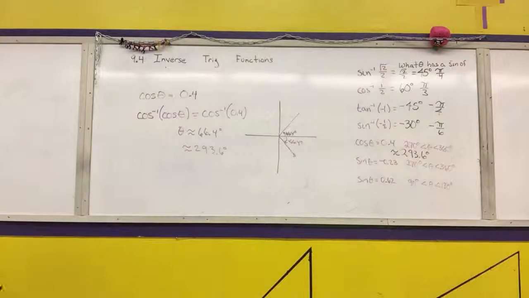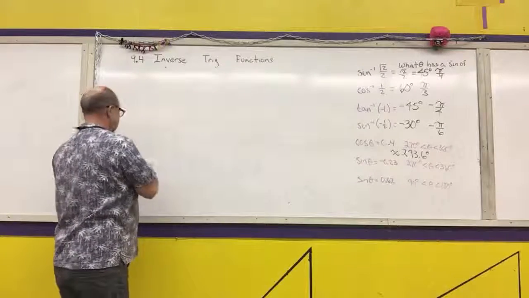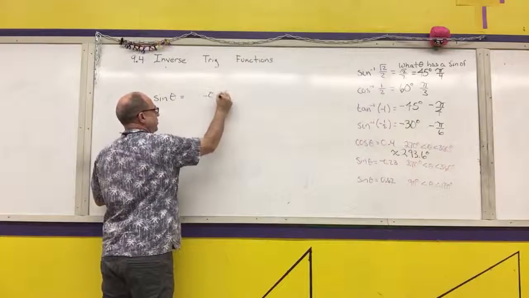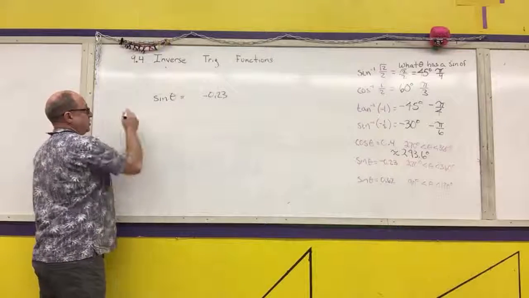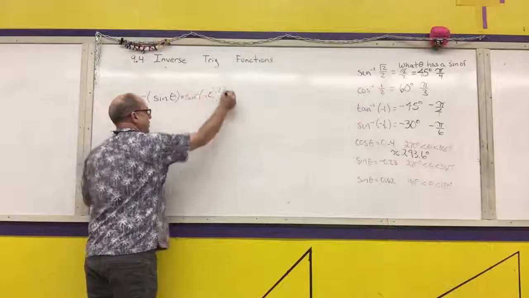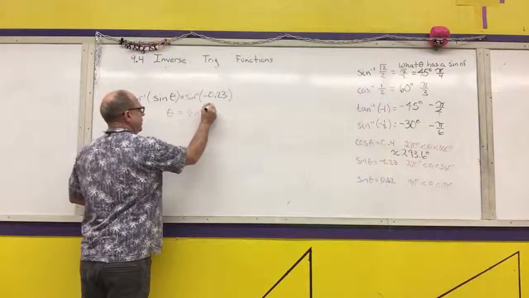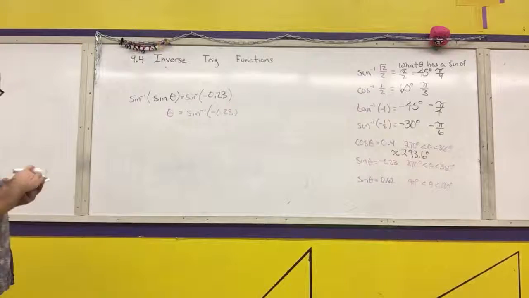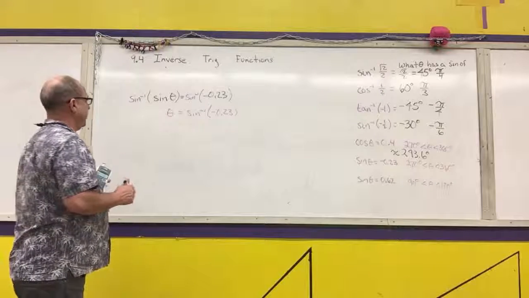The next example says the sine of the angle is negative 0.23. So it says the sine of theta is equal to negative 0.23. It's not degrees, it's just negative 0.23. So what I want to do is take the inverse sine of both sides. Okay, these cancel each other out, so I get theta is equal to the inverse sine of negative 0.23. That's a calculator problem. Inverse sine of negative 0.23 is negative 13.3 degrees.